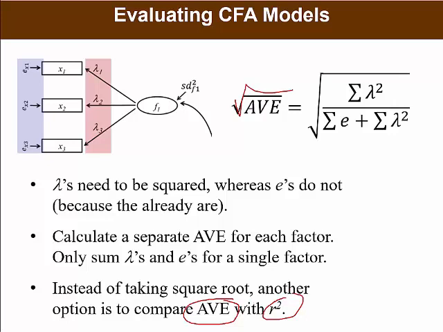So to make these two comparable, we either need to take the square root of the average variance extracted and compare that just to the plain simple correlation r, or you could not take the square root of average variance extracted and instead compare that to your r squared. Either way it will work. My thought is it seems simpler just to calculate the square root of average variance extracted and then compare that with your regular correlation. But if you wanted to, you could not take the square root of your average variance extracted and instead simply compare it with your r squared. That would produce the exact same result.